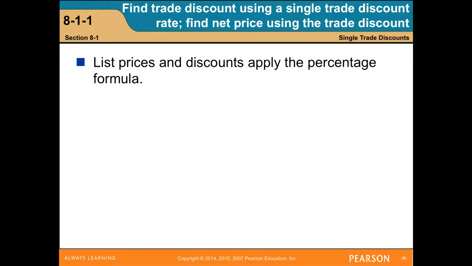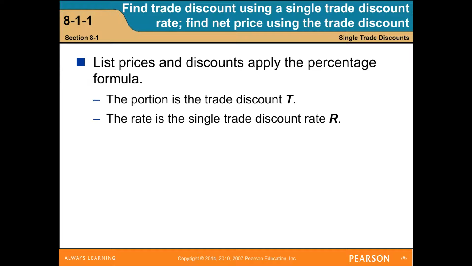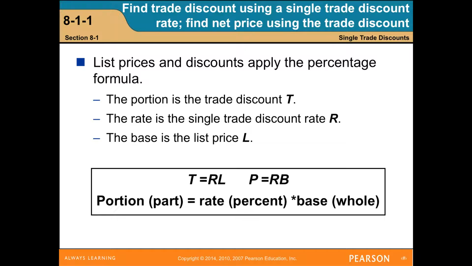Find trade discount using a single trade discount rate, and find net price using the trade discount. List prices and discounts apply the percentage formula. The portion is the trade discount T, the rate is the single trade discount, or R, and the base is the list price, L. So here are just some variables so we can have a better understanding of the formula. We have the trade discount, which is equal to the single trade discount rate and the base price.